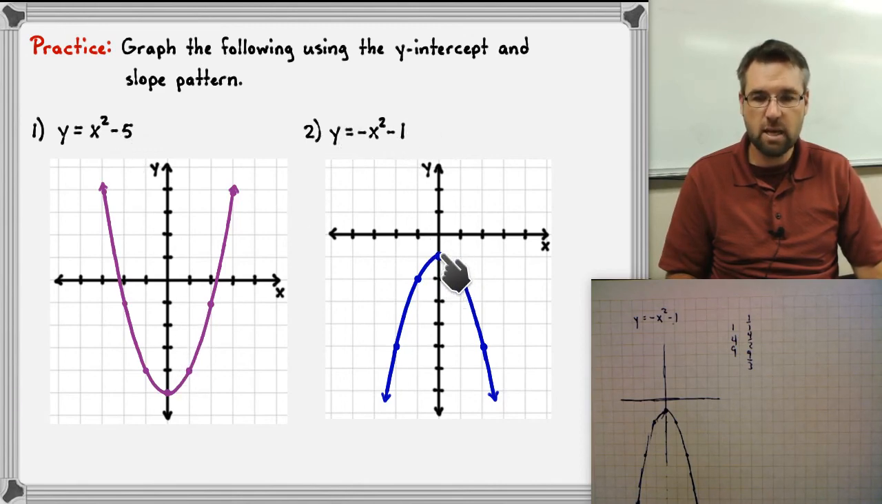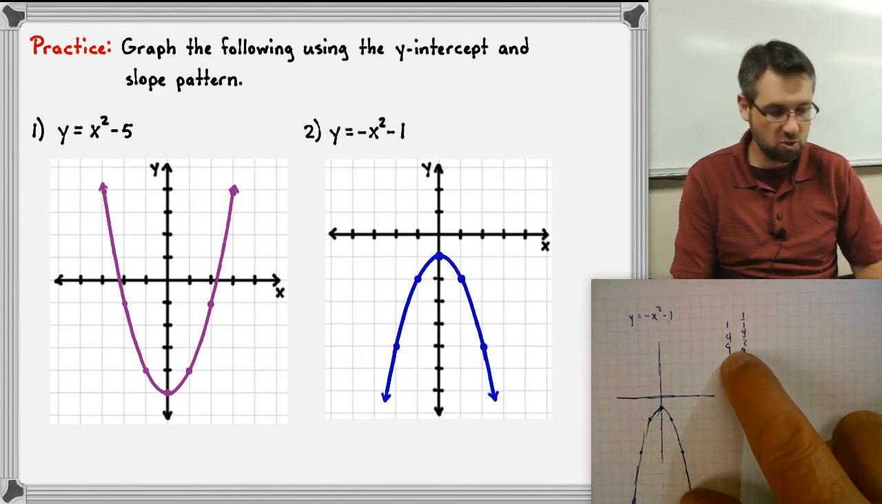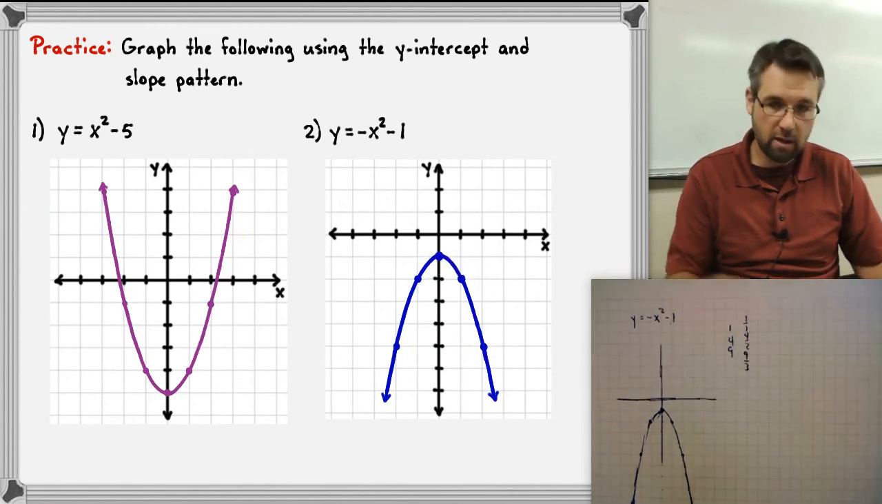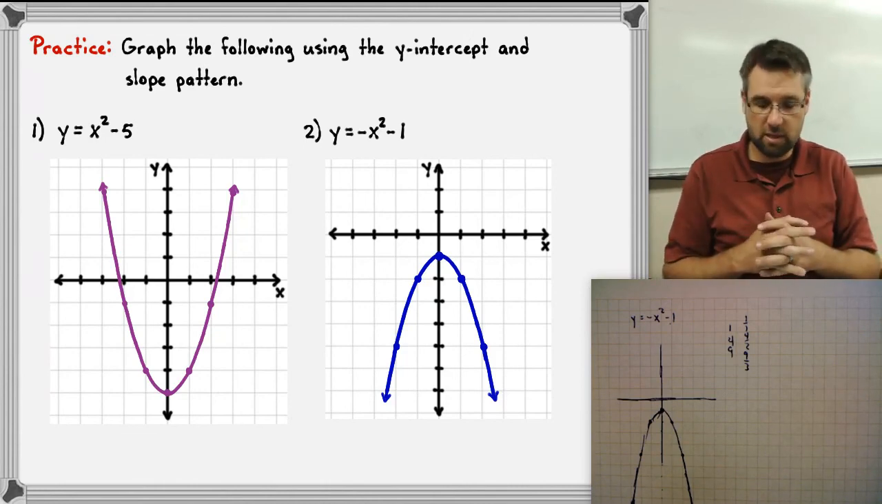And then from there, we follow the slope pattern. Our slope pattern is 1, 4, 9, because those are the results of perfect squares. So from the vertex, we're going to go down 1 over 1 or up 1 over 1. And then we'll go down 4 over 2 and down 9 over 3 from the vertex only. So that's a summary of how to graph a very basic parabola from the parent function, and then shifting a little bit and things like that.